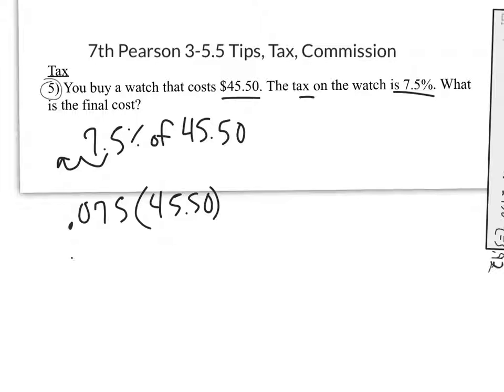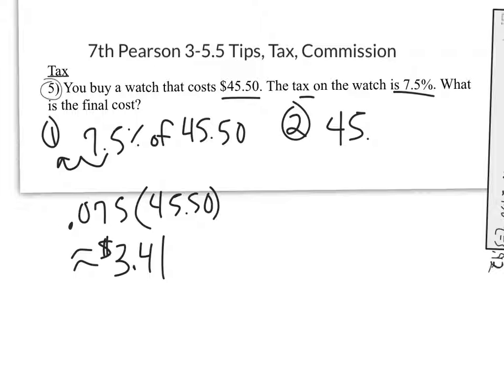Okay, and then if you work that out, that doesn't come out real great, but just round it to the nearest cent. So we'll just say $3.41 would be the tax, and then we'll add that on to the $45.50. And that would be $48.91.